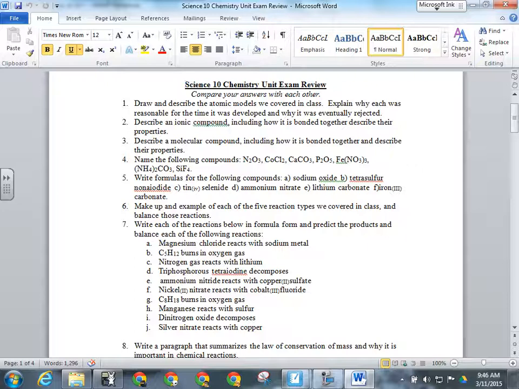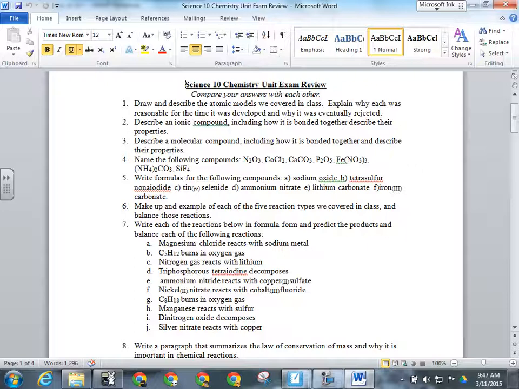What you have on here, guys, are some suggestions for activities to do to practice some of your skills. For number 1, draw and describe the atomic models discovered in class. Explain why each was reasonable for the time it was developed and why it was actually rejected. So basically, read over lesson 1, look at the models, and have some idea as to why in general our idea has changed. Describe ionic compounds. So how the ionic bonds work and how the molecular bonds work. So that's 2 and 3.